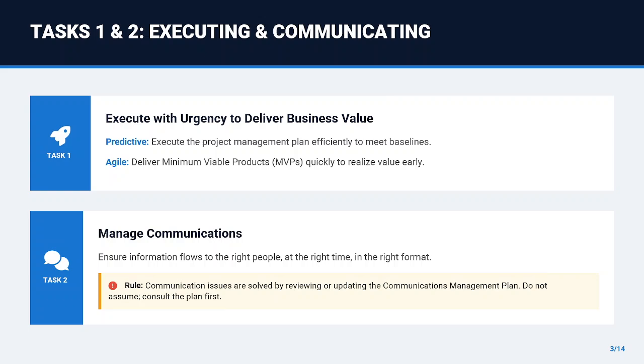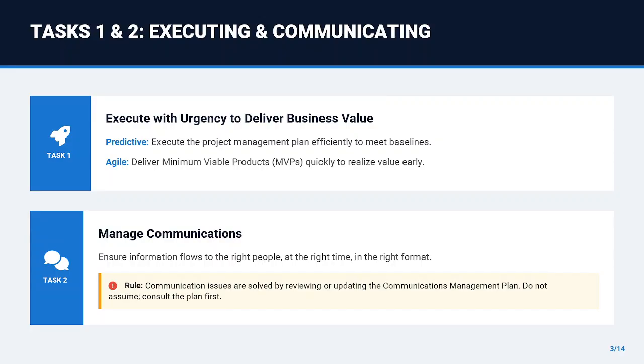Task 1 is executing with urgency to deliver business value. In Agile, this means delivering minimum viable products, MVPs, quickly. In Predictive, it means executing the project management plan efficiently.